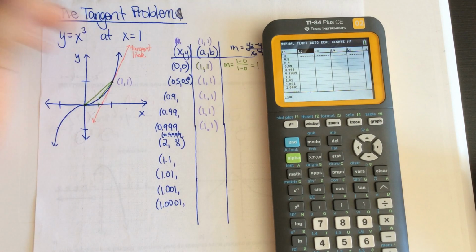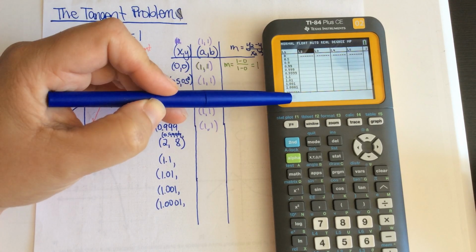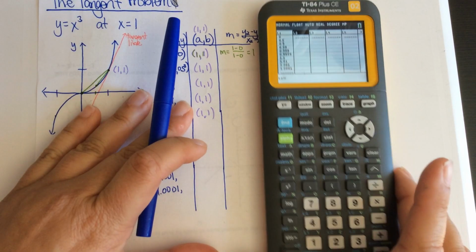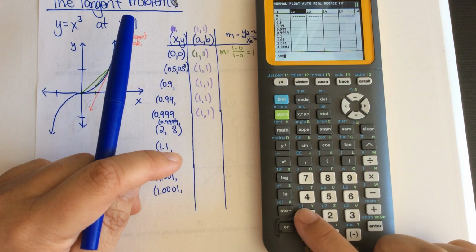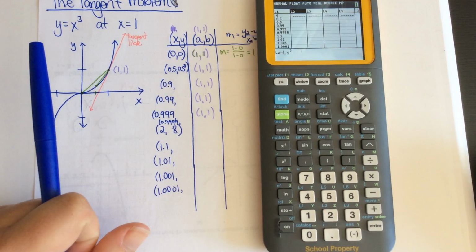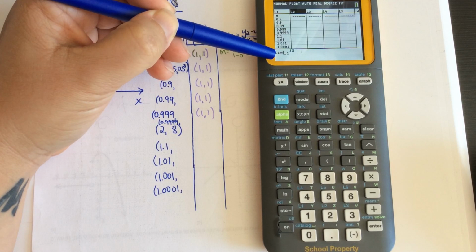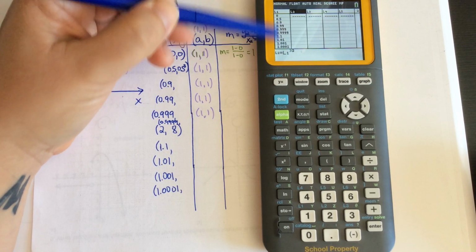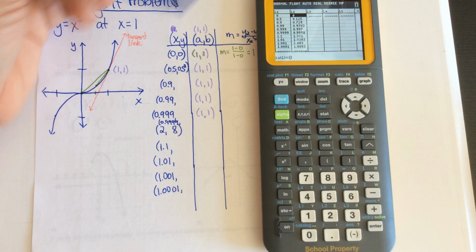Now, I want the calculator to calculate the y value, which is the x value cubed. The x values are in my L1, so I'm going to tell it to do L1, which is second 1. Do you see that right there? L1 cubed. This is telling me the y value, which is going to be placed into L2, is going to be the x value cubed, and the x values are coming from L1. And then if I hit enter, it populates those.